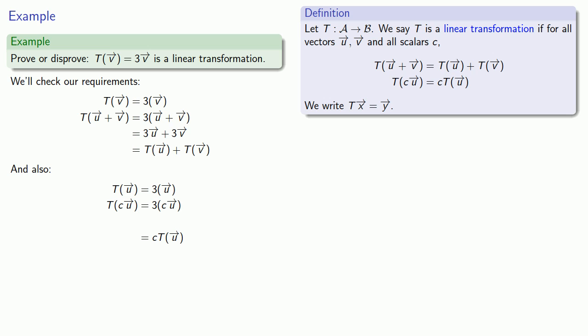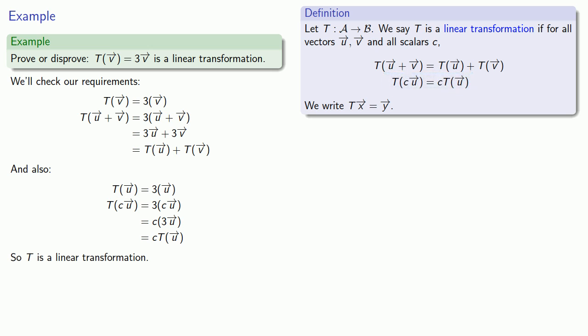Again, since u is a vector and 3 and c are scalars, we know we can change the order of the scalar multipliers, and this gives us c times the vector 3u, but we know that the vector 3u is the same as T of u. And so we go from our starting point T of cu to our destination c times T of u. And because we've maintained equality throughout, that gives us our second requirement for a linear transformation.